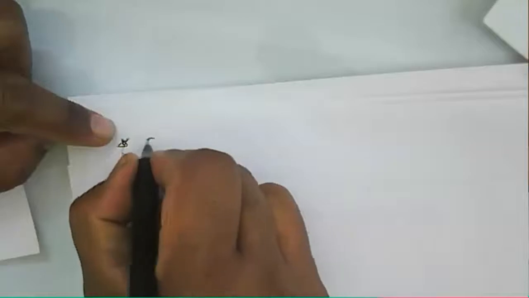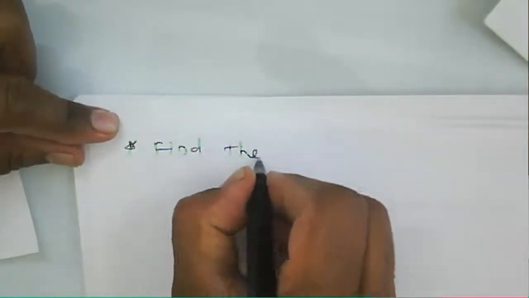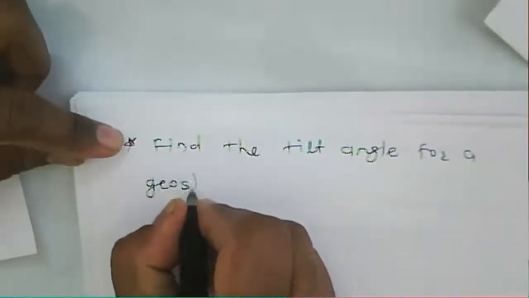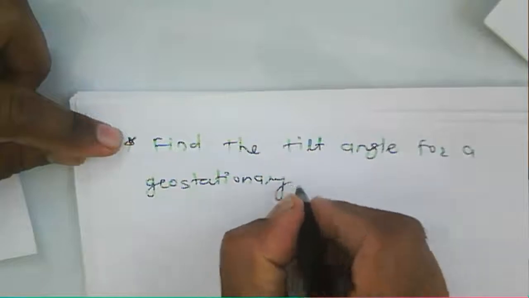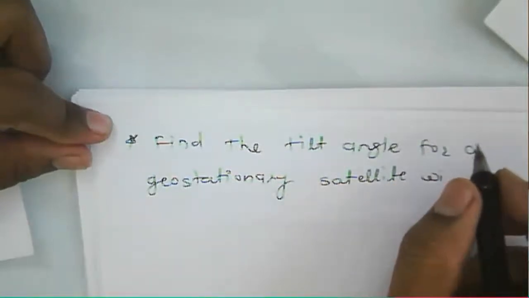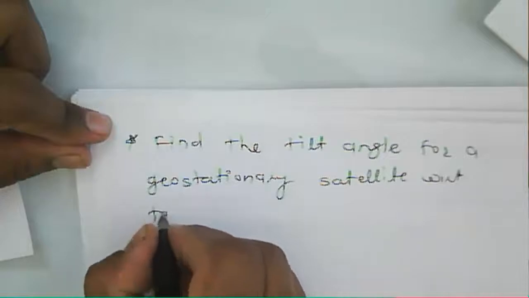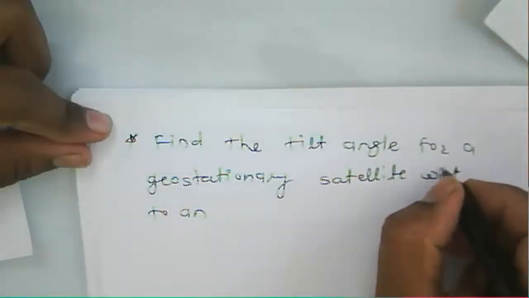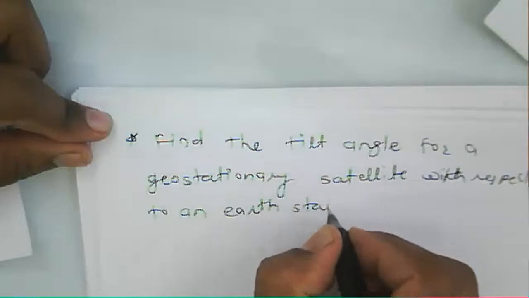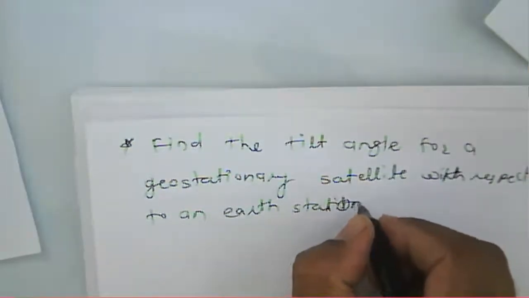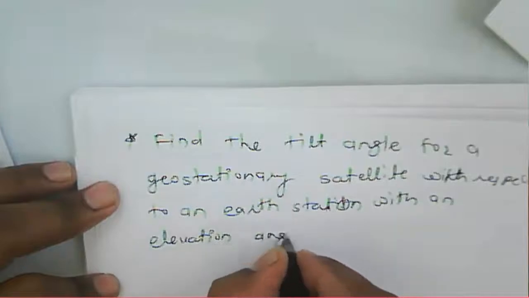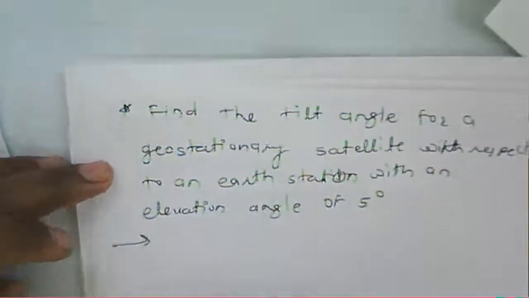Next one, find the tilt angle for a geostationary satellite with respect to an earth station with an elevation angle of 5 degree.